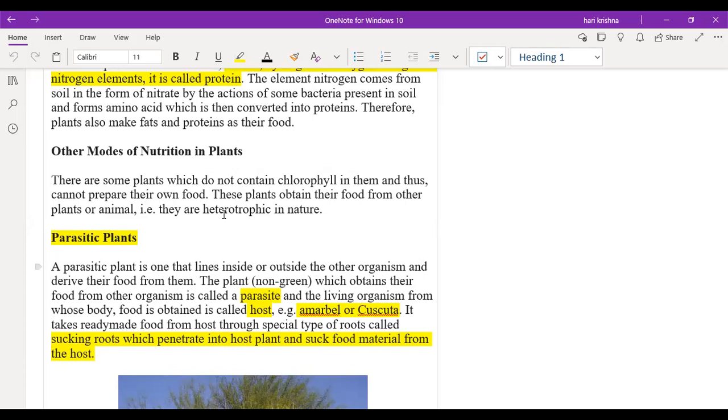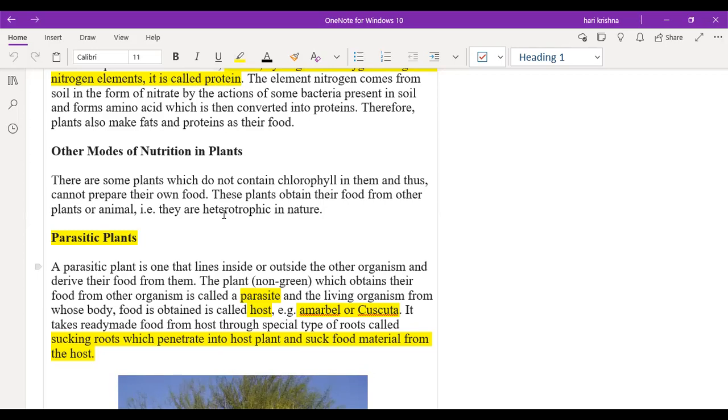In the case of heterotrophic nutrition, what is going to happen? The plants and animals cannot cook by their own, so they take each other's help to produce food. It depends; there are different types of heterotrophs: parasitic plants, insectivorous plants, saprophytic and symbiotic.